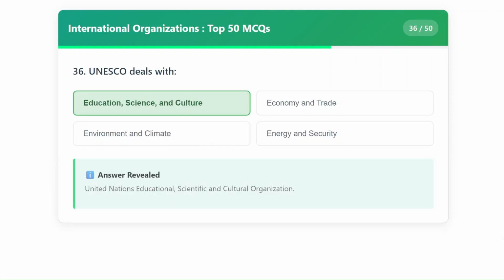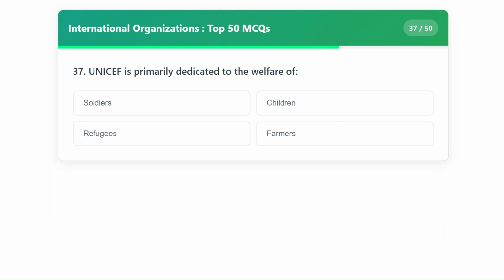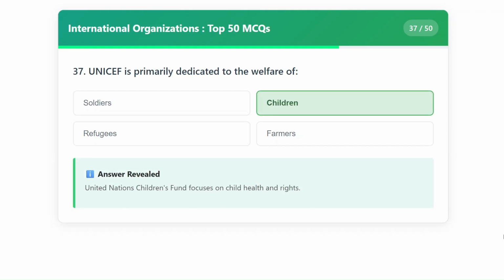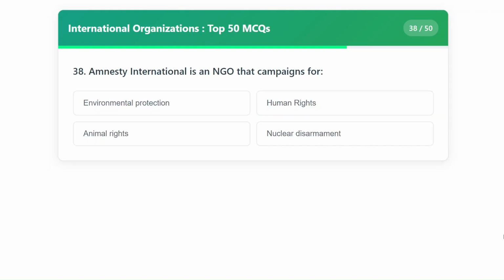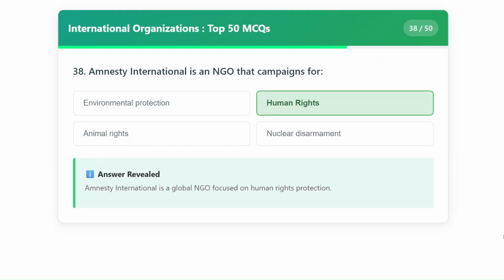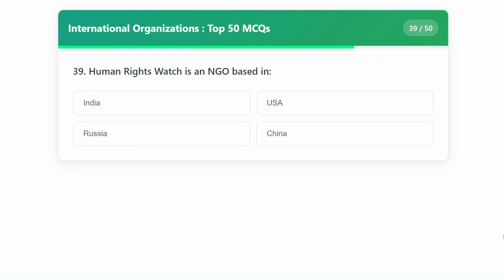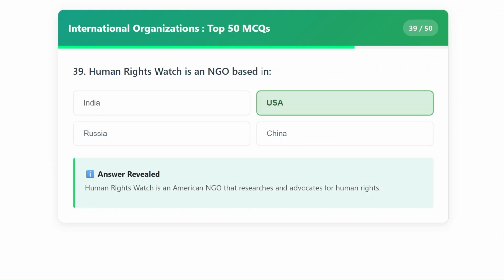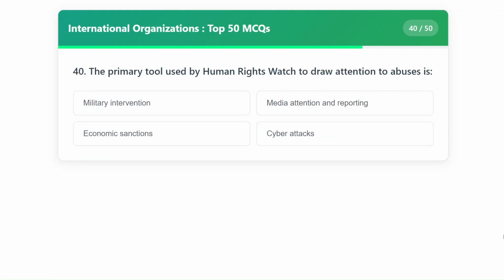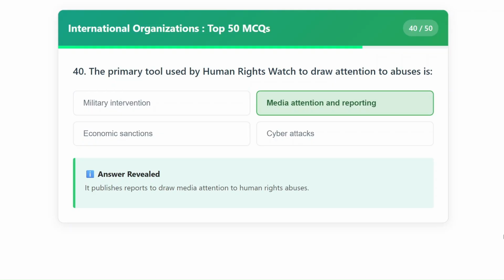UNESCO deals with education, science, and culture. UNICEF is primarily dedicated to the welfare of children. Amnesty International is an NGO that campaigns for human rights. Human Rights Watch is an NGO based in the USA. The primary tool used by Human Rights Watch to draw attention to abuses is media attention and reporting.